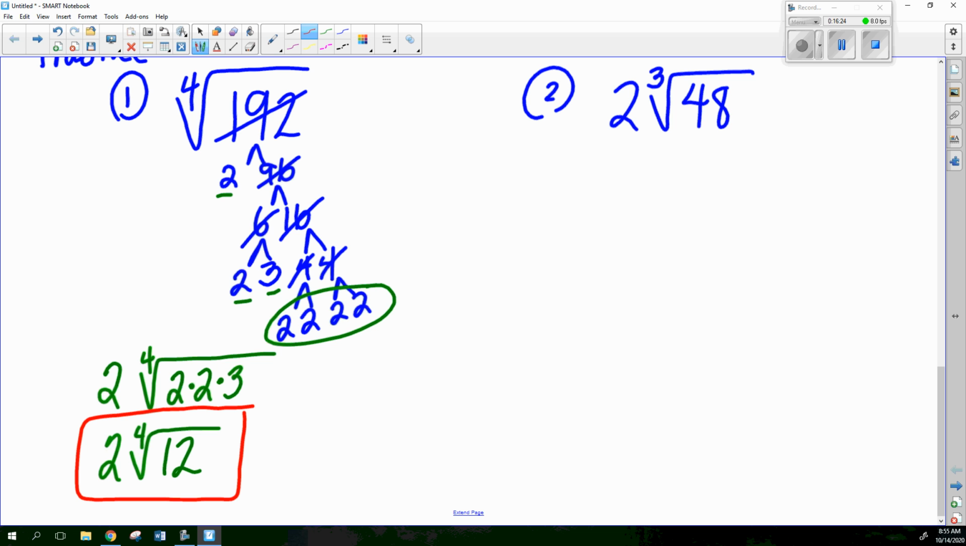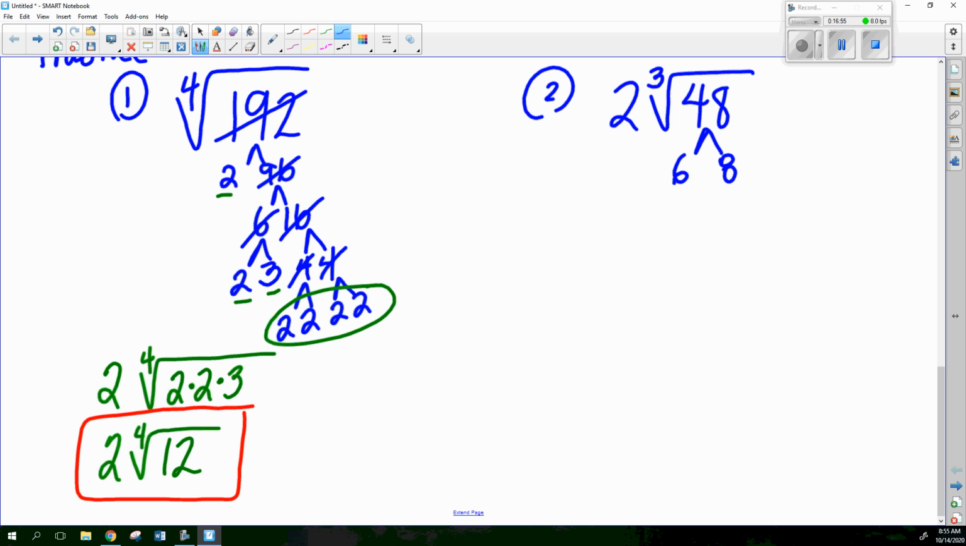All right, well, number 2 is just slightly different. It has a number in front. We'll take care of that in a little bit. The factor tree only goes with the stuff under the radical. Okay? So I need 2 numbers that multiply to be 48. Any 2 numbers that multiply to be 48? 6 times 8. Are either one of them prime? No, so I have to keep going.